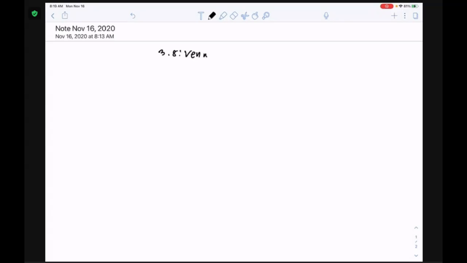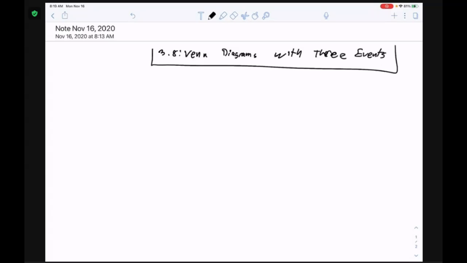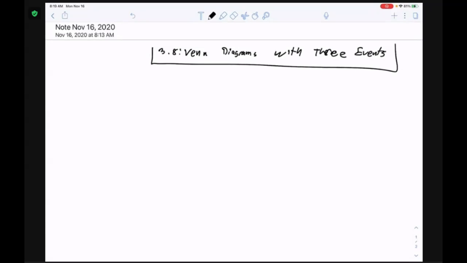Venn diagrams with three events. Let's spell three events. Okay, so basically, when I talk about two events, or actually, instead of saying three events, let me just use the words that we're kind of using: three sets.